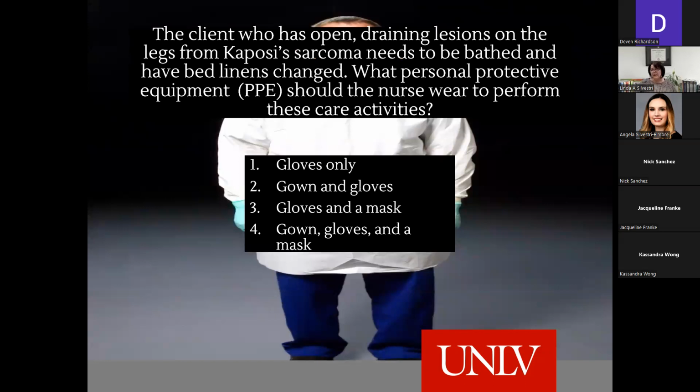Okay, so we'll look at the next question. Let's see what you do with this. The client who has open draining lesions on the legs from Kaposi sarcoma needs to be bathed and have bed linens changed. What personal protective equipment should the nurse wear to perform these care activities? Gloves only, gown and gloves, or a mask, gown, and gloves. Now, when you get these questions on NCLEX, really focus on the data in the question and what they're asking you. Okay? So let's see what you do with this.